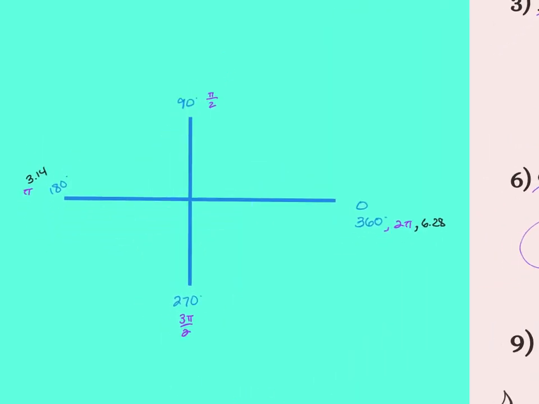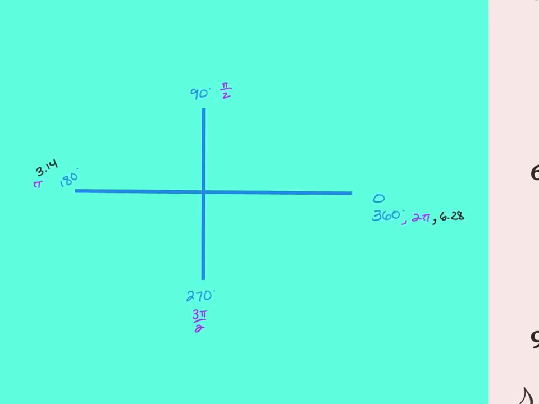So the first one says 135. Where's 135 degrees going to go? Which quadrant? Quadrant 2. Doesn't have to be perfect, but it is midway between 90 and 180.